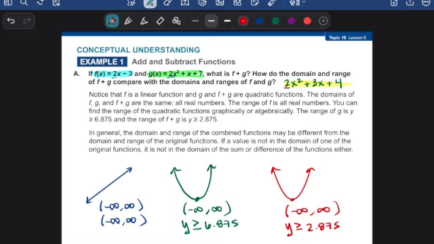Okay. So in general, when we combine functions, the domain and range might be different than the original functions. Just make sure you check to see what kind of new function you get after you've combined them.